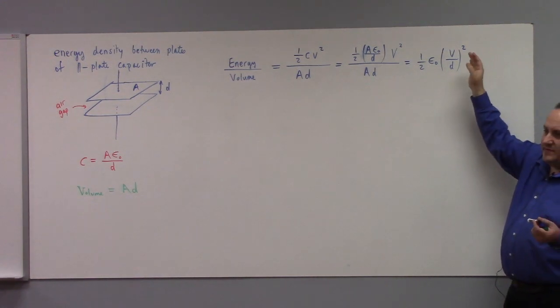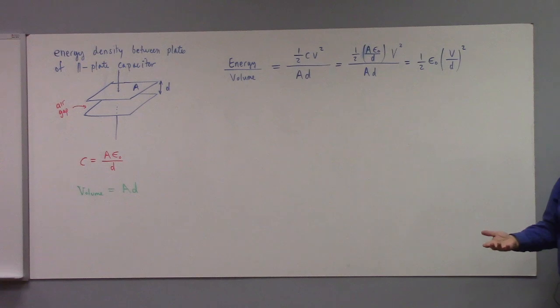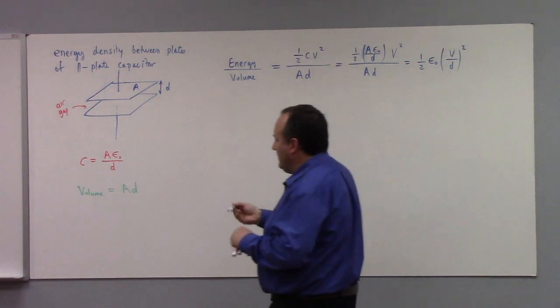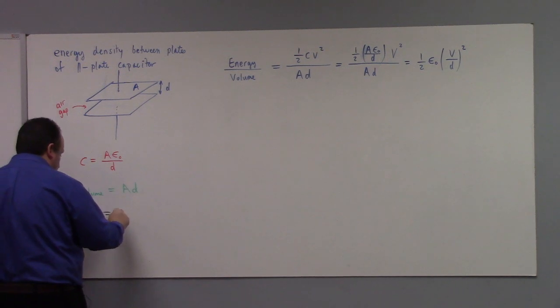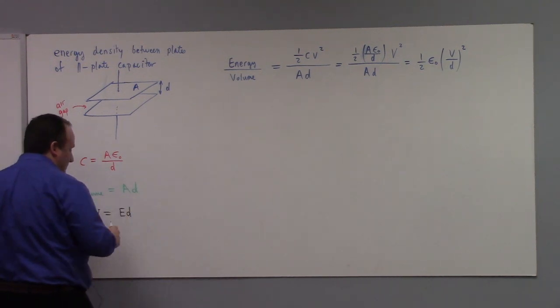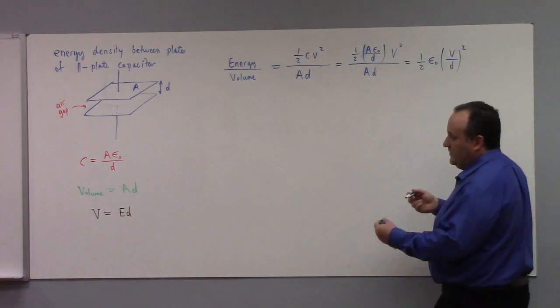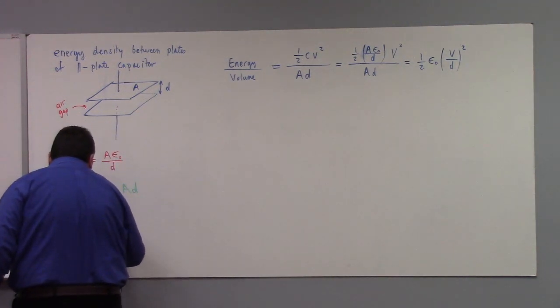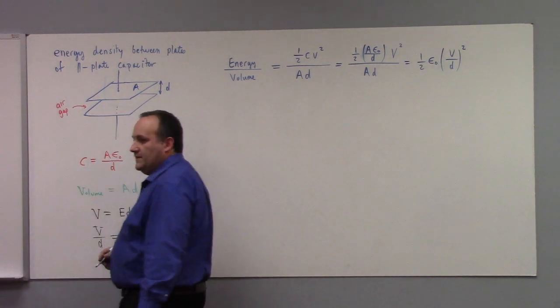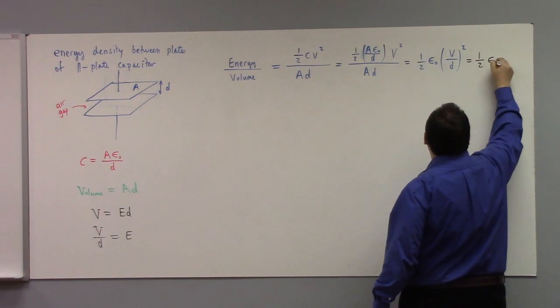Great. But that doesn't give us much insight into larger questions of what is the energy in the electric field. So if we want to look at that, remember how the electric field is related to voltage? Voltage is equal to electric field times the distance, if I'm just talking about magnitude. So the voltage divided by D is the magnitude of the electric field, E. So I can rewrite this as 1/2 epsilon naught E squared.